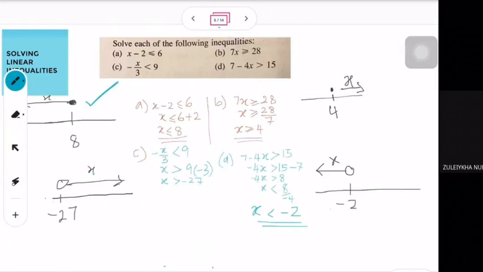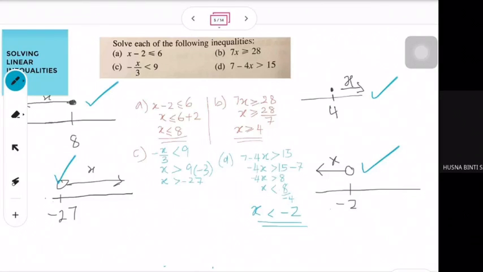Alright, so A less than or equals to 8. Okay, betul. B greater than or equals to 4. Okay, betul. C greater than negative 27. Okay, correct. And D less than negative 2. Okay, correct. Okay, very good.